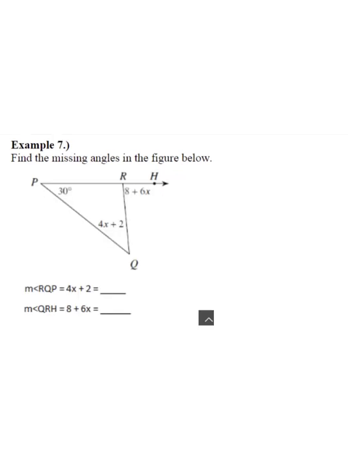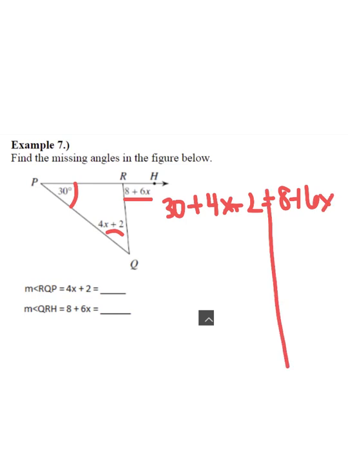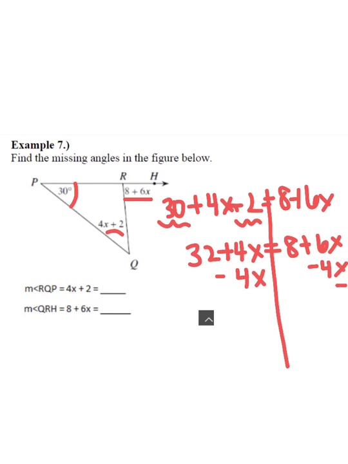Alright, same type of example. We need to find the missing angles. So these two remote angles, 30 plus 4x plus 2 is equal to the exterior angle 8 plus 6x. And then solve. My like terms are 30 and 2, so that would be 32 plus 4x equals 8 plus 6x. So I like to move my smallest variable, so I'm going to move the 4x and have 32 equals 8 plus 2x.